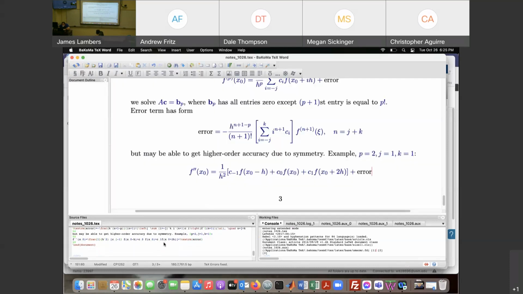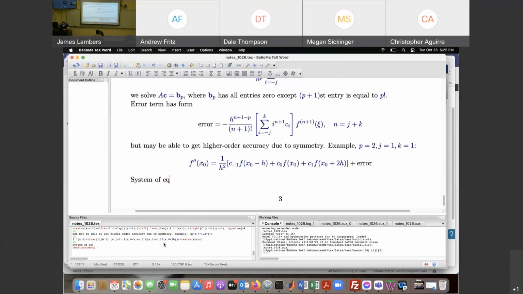So now I can set up the system of equations. So this is going to be a 3 by 3.